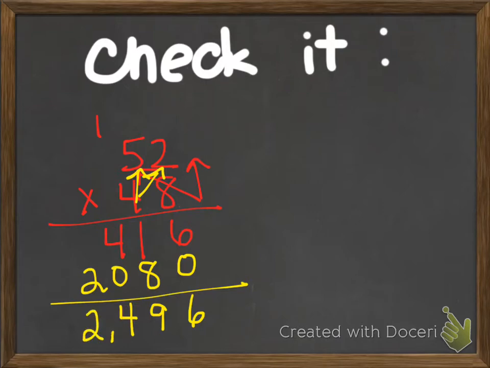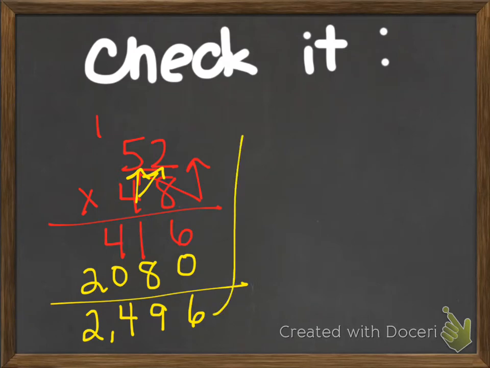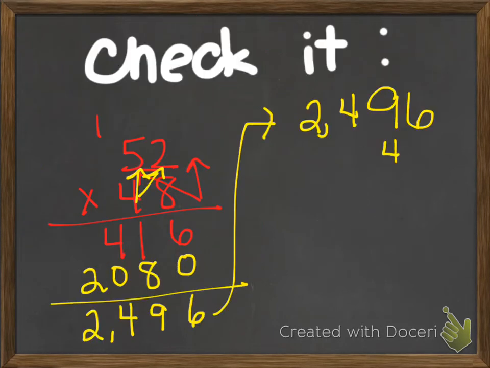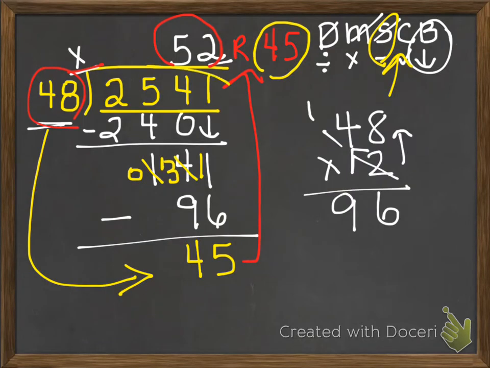This has to match our dividend, and it doesn't. I've got 2,541. So I have to add the remainder now. I'm just going to rewrite it up here because I ran out of space. 2,496 plus the remainder of 45. 6 plus 5 is 11. Carry my 1. 9 plus 1 is 10 plus 4 is 14. 4 plus 1 is 5. And 2. So now I've got 2,541, and that matches my dividend.